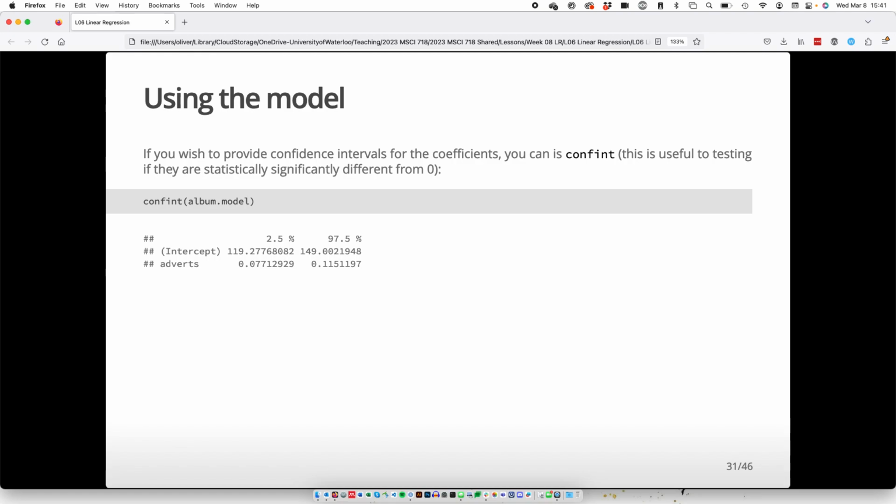And so if you're talking about that relationship, you can put quantified error on it. If you give no dollars, here is what the range would be. If you spent nothing on advertising, you would expect to sell about 120 to 150,000 units. And for every 1,000 pounds that you spend, you get between 77 to 115 new units sold.